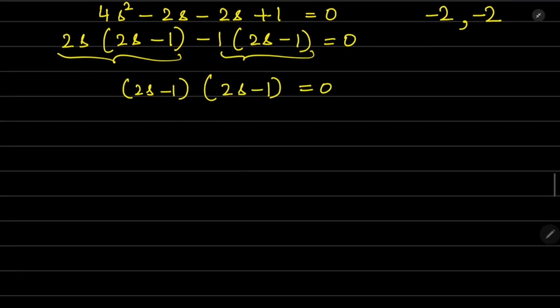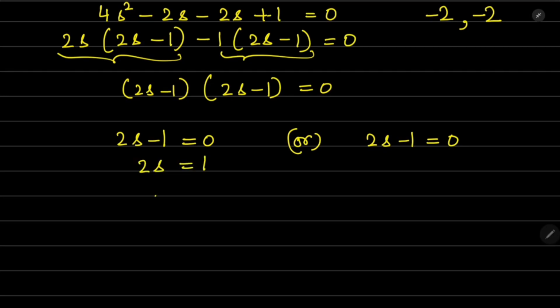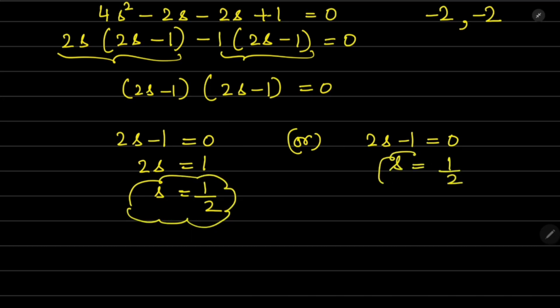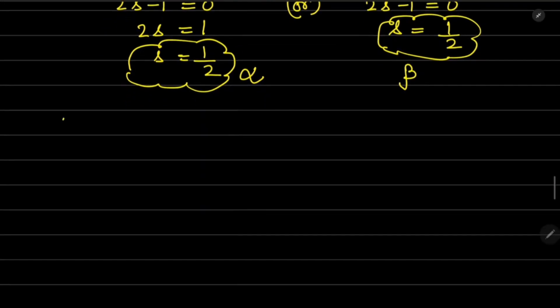As usual, either 2s minus 1 is equal to 0 or 2s minus 1 equal to 0. So 2s equal to 1 and s is equal to 1 by 2. This is one of the zeros. The other one is also the same, s is equal to 1 by 2. It's the same thing, right? So let one of them be alpha and the other one be beta. Alpha is nothing but 1 by 2, and beta is also equal to 1 by 2.